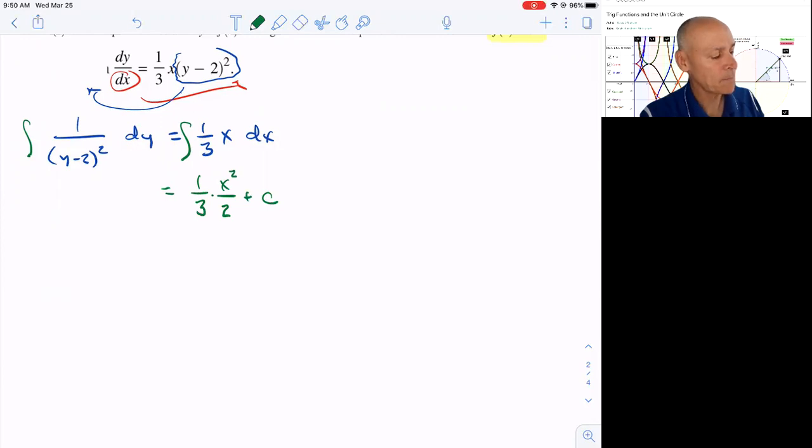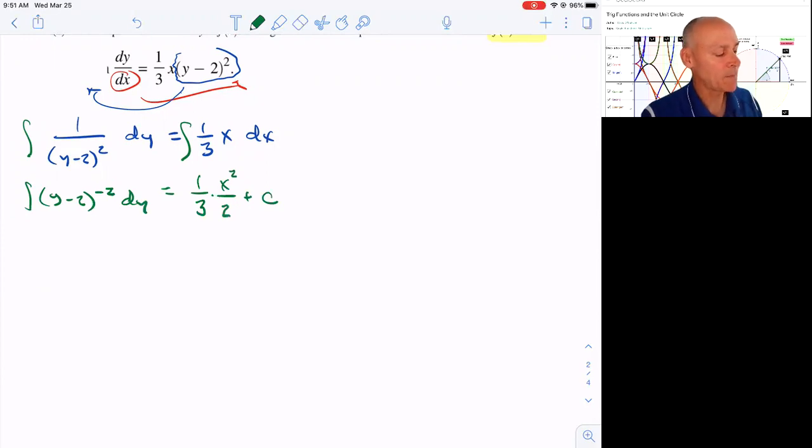Now on the left side, what I want to do is a rewrite to start with. So again, I'm not coming up with the antiderivative yet. I'm just rewriting my integral. And so this is going to be the integral, and I'm going to rewrite it as quantity y minus 2 to the negative second dy. Okay, so I've just moved that quantity out of the denominator, moved it up, and I've just changed my exponent to a negative 2.